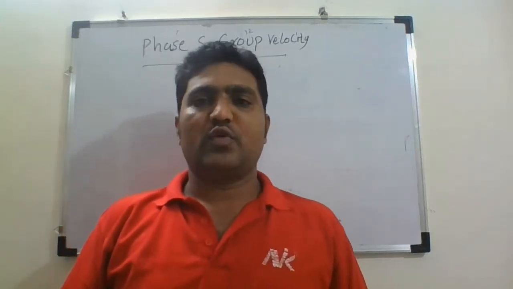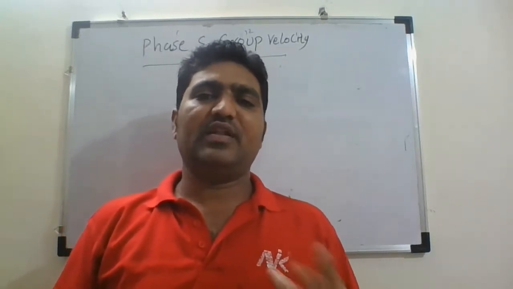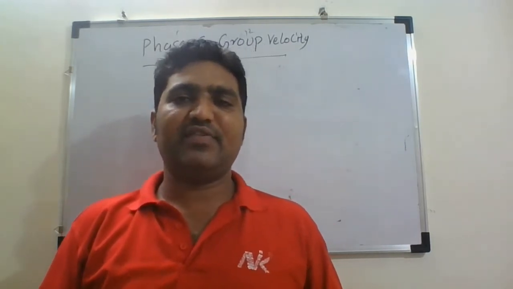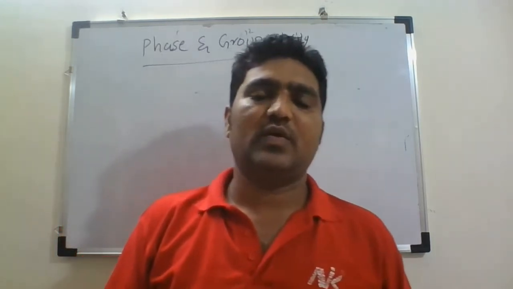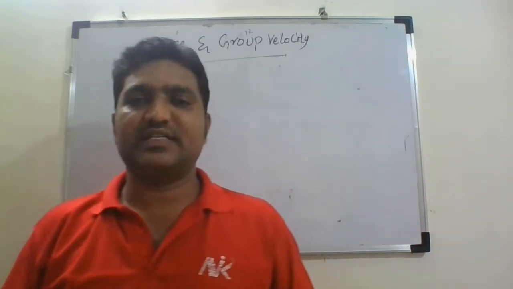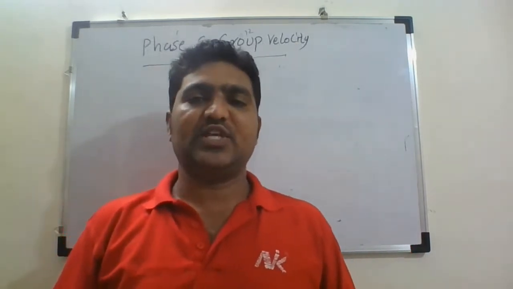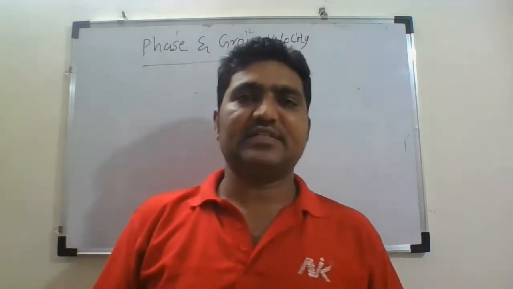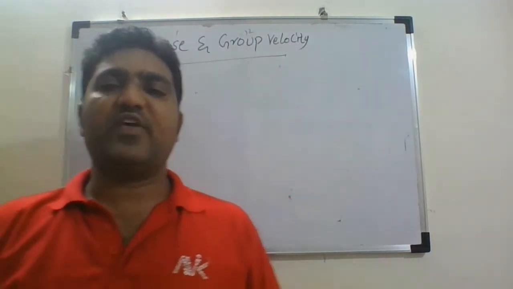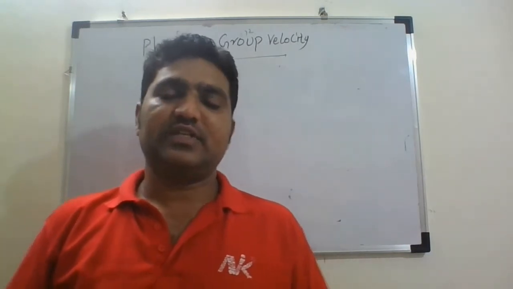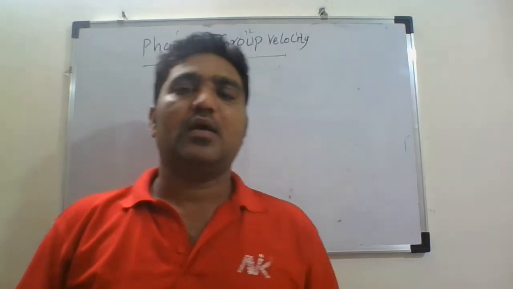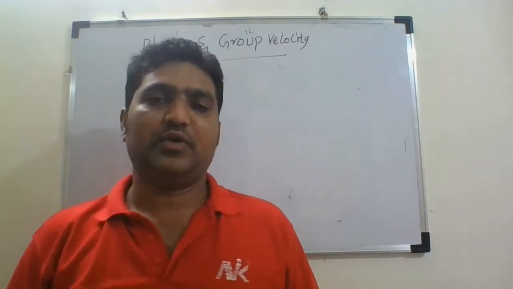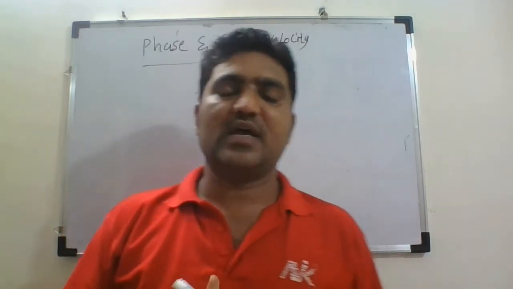Hello all. In the previous lecture, we discussed two important properties of the waveguide: guide wavelength and phase constant. Now let us continue with the discussion of these characteristic parameters. The next characteristic parameters that we discuss are group velocity and phase velocity. These are very important terms related to the waveguide, which we often encounter. So what is this concept?